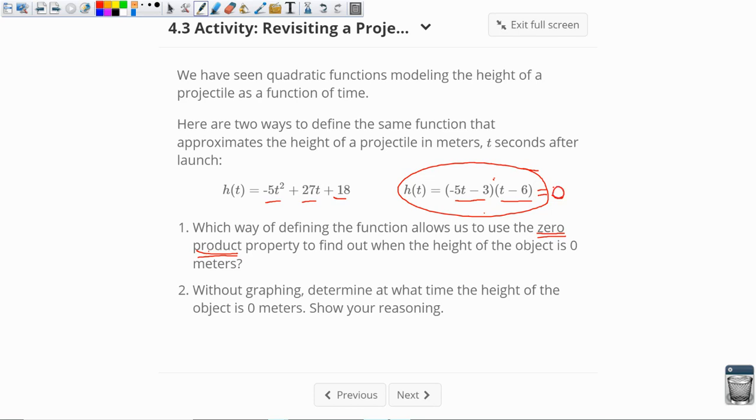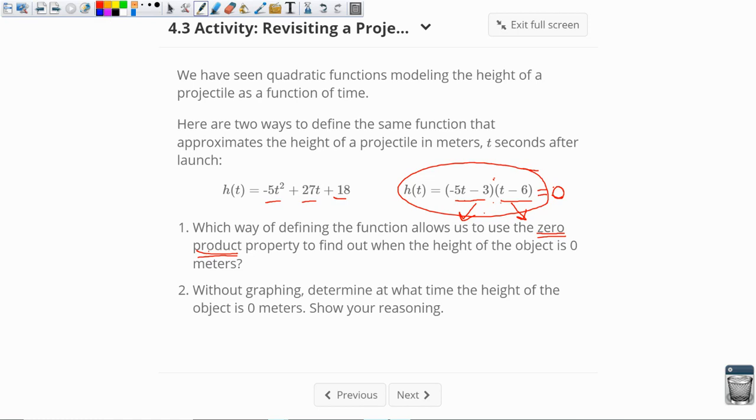Without graphing, determine at what time the height of the object is 0 meters. So I want you to hit pause and help figure out, when is this going to equal 0? When is this factor going to equal 0? And when is that factor going to equal 0? All right, hit pause.